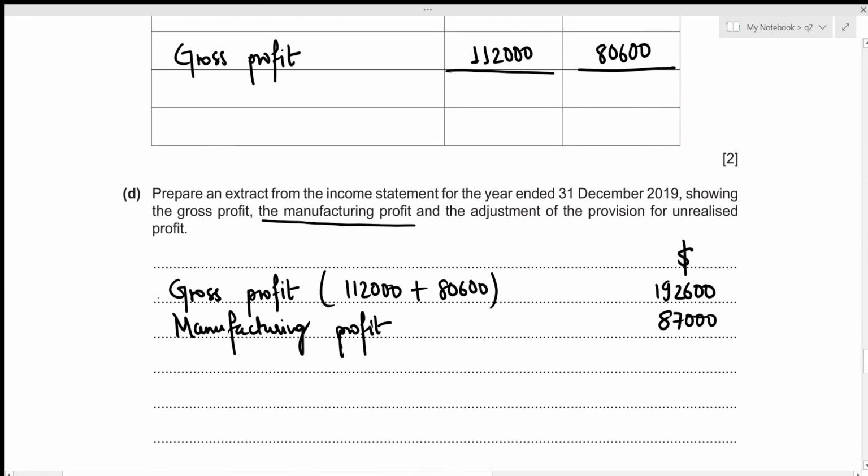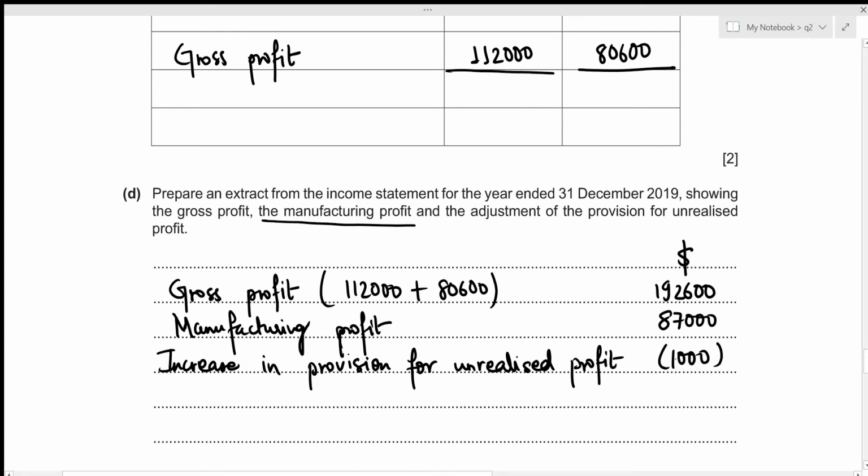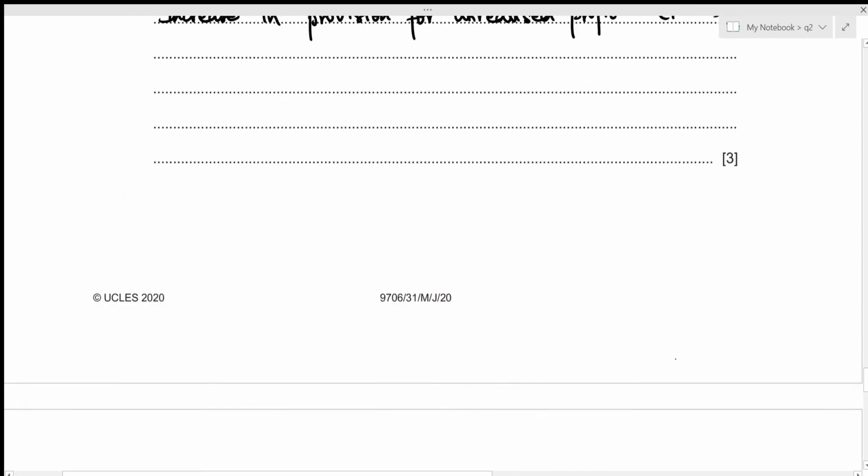Okay, so that's increase in provision for unrealized profit, and it amounted to 1,000. And since this is an increase, this needs to be subtracted. Okay, so this concludes the fourth part of this question. Now we can move towards the fifth one.